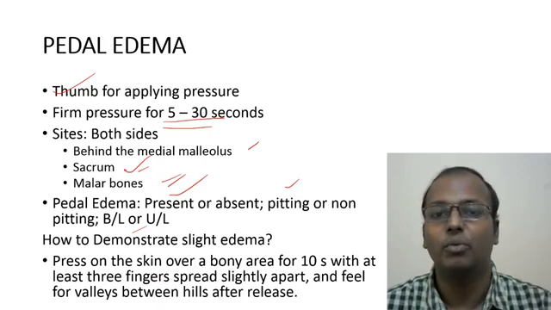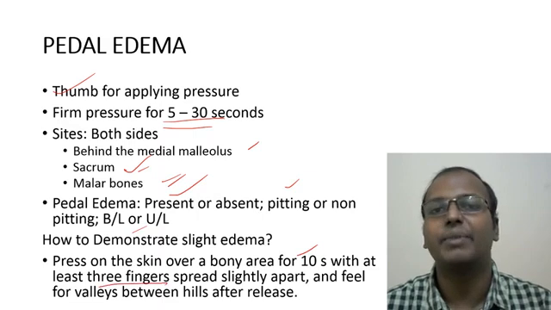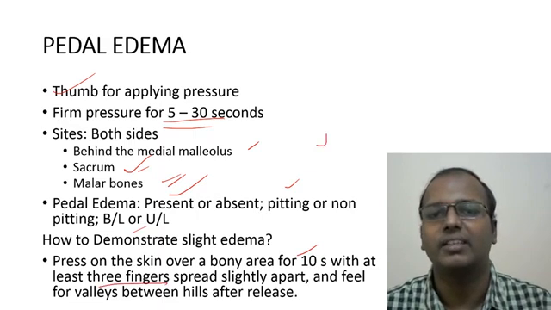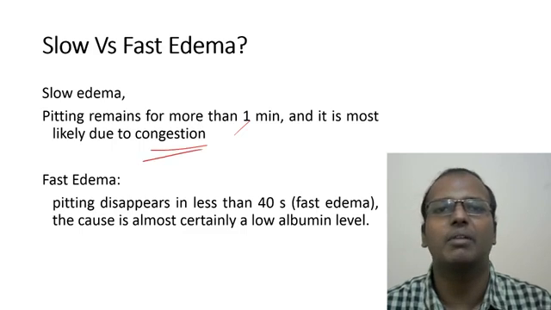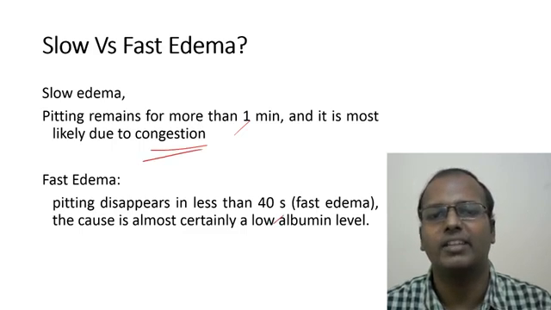So how to demonstrate slight edema? You have to press on the skin on a bony area for 10 seconds with at least 3 fingers slightly spread apart. You can see valleys; if you press with 3 fingers, there will be slight elevation. So you can check this in a patient with slight edema. As described already, slow versus fast edema. Slow edema, where pitting remains for more than 1 minute, is due to congestive cardiac failure. Fast edema, where pitting disappears in less than 40 to 45 seconds, is almost always due to low albumin level.